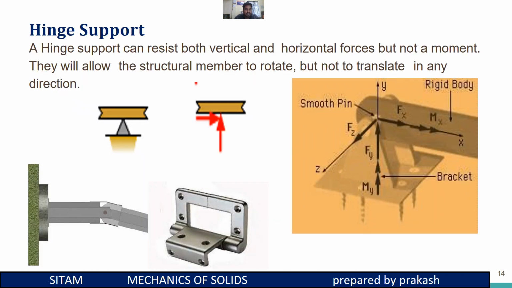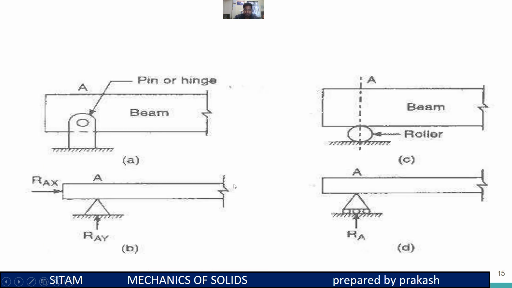So the second one is the hinge support. A hinge support can resist both vertical and horizontal forces but not a moment. It allows the structural member to rotate but not to translate in any direction, either the x direction or the y direction. The body will not move in any direction, but it can rotate. These are the best examples for hinge support, and these are the images for both hinge and roller supports.